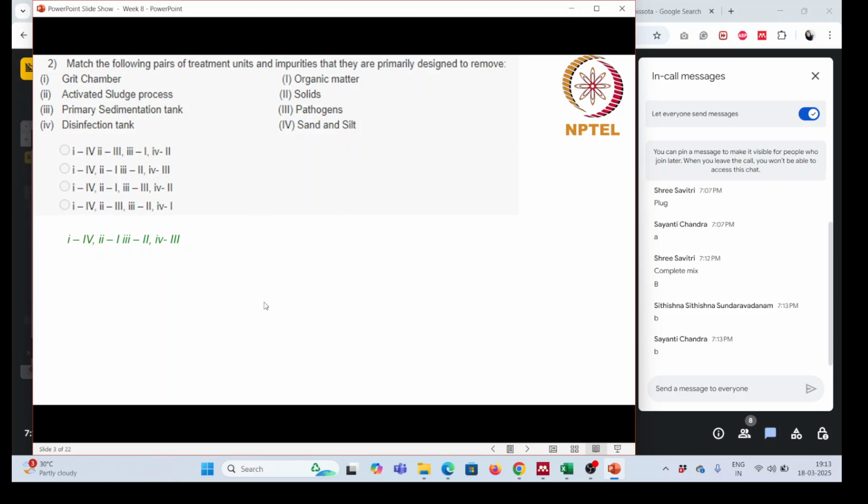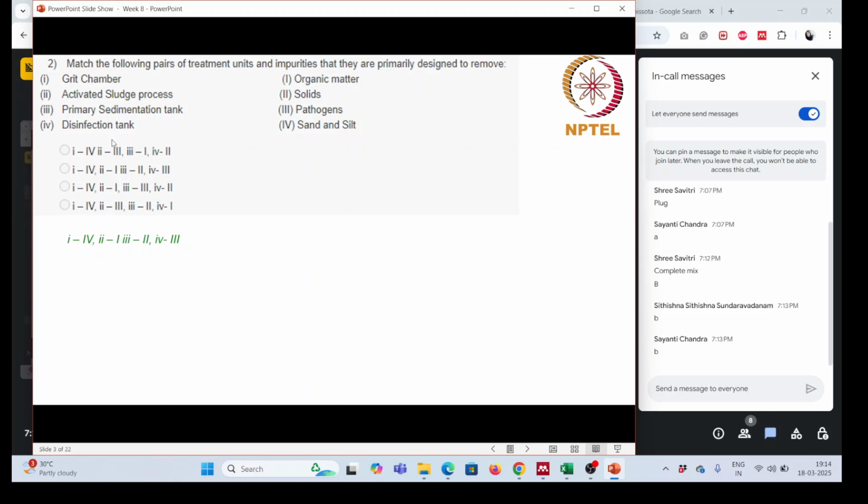The primary sedimentation tank will remove the solids. Here the solids can be inorganic or organic. The next process is the activated sludge process. When we talk about the activated sludge process, it contains bacteria. Why is it called activated sludge? Activated sludge means bacteria. So what will the bacteria consume? Organic matter. That's why the activated sludge process removes organic matter.